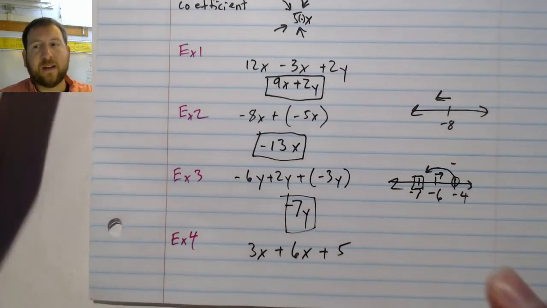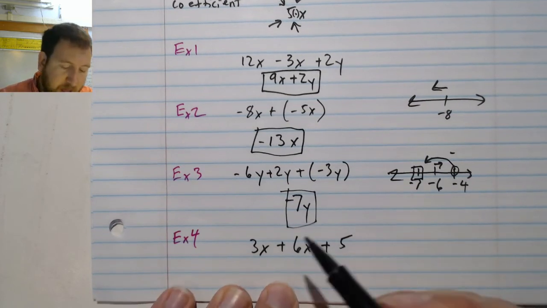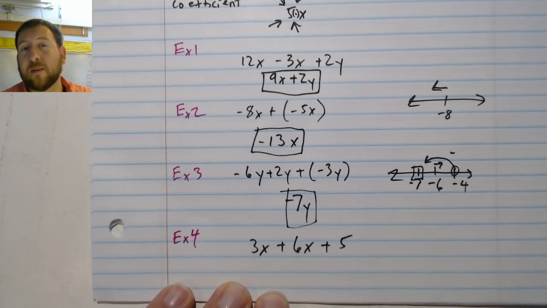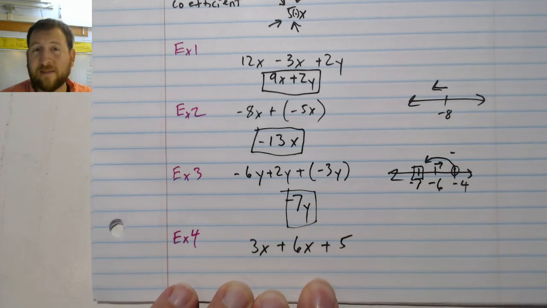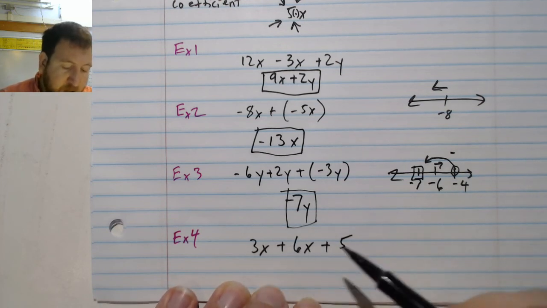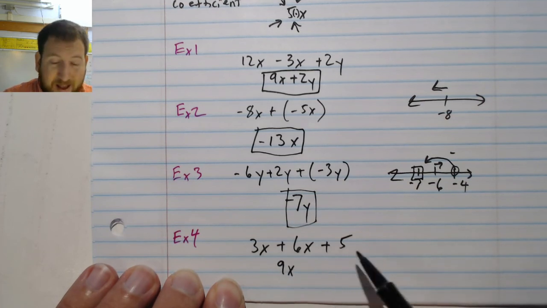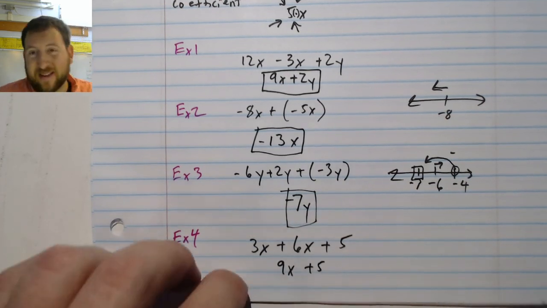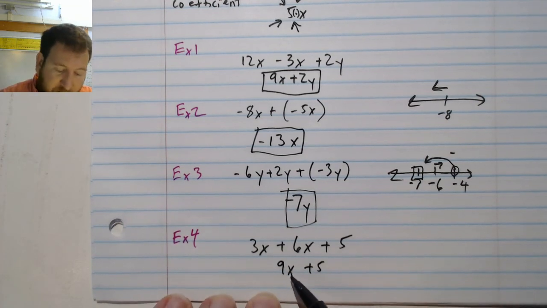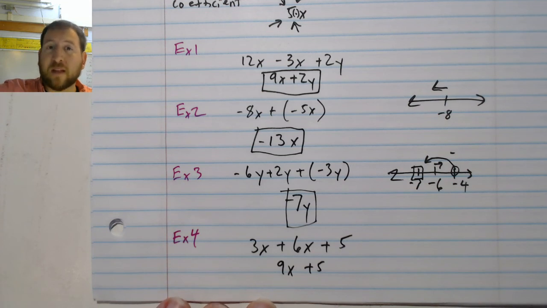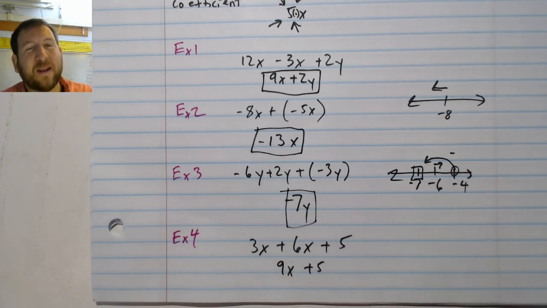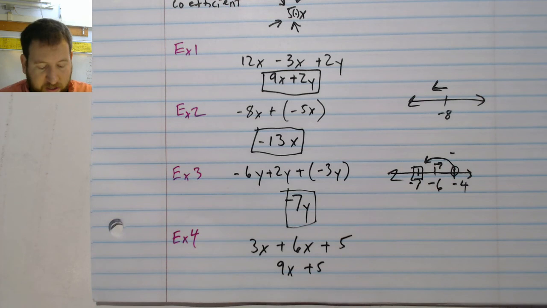Now, I need to make sure that I'm doing my like terms here. And these two I can add because they're both being multiplied by x. But this 5, I can't add it into the rest of my expression here. So all I can do to simplify this is add these two together into 9x plus 5, because it's not a like term. It's like I have, again, my 9 oranges plus 5 of something else that isn't multiplied by anything, and it just might be important in the equation later.